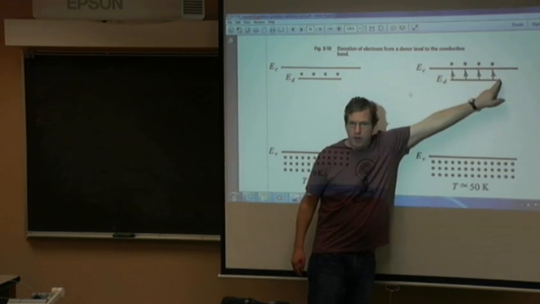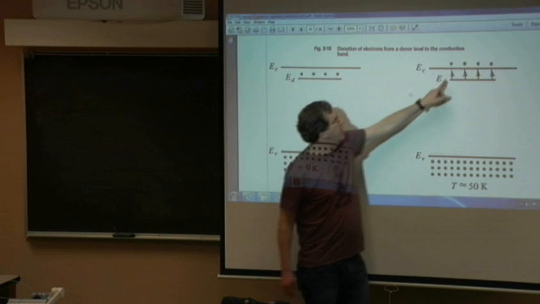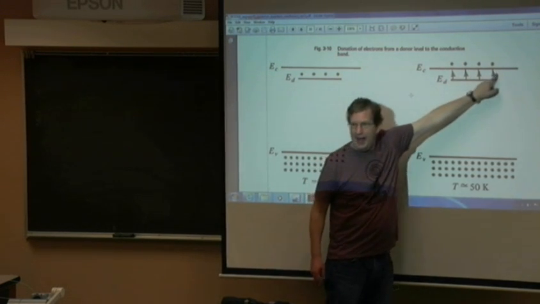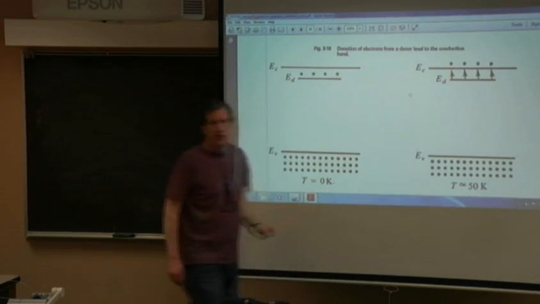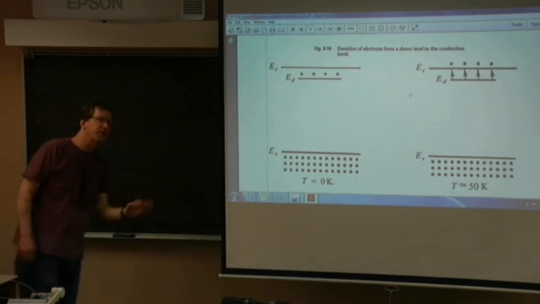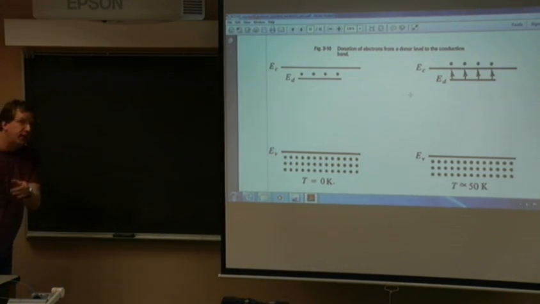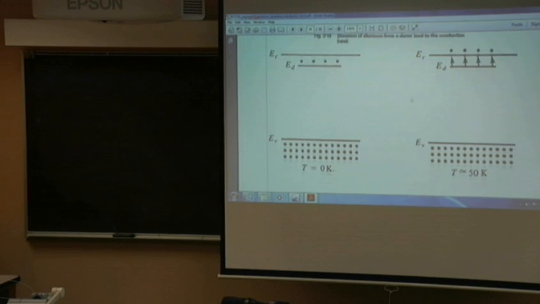With this diagram, what I've always harped about in lecture is, don't forget that that donor is ionized. It's a plus charge. That's the origin of our depletion region and the ionized charge in the electric field in our p-n junctions.